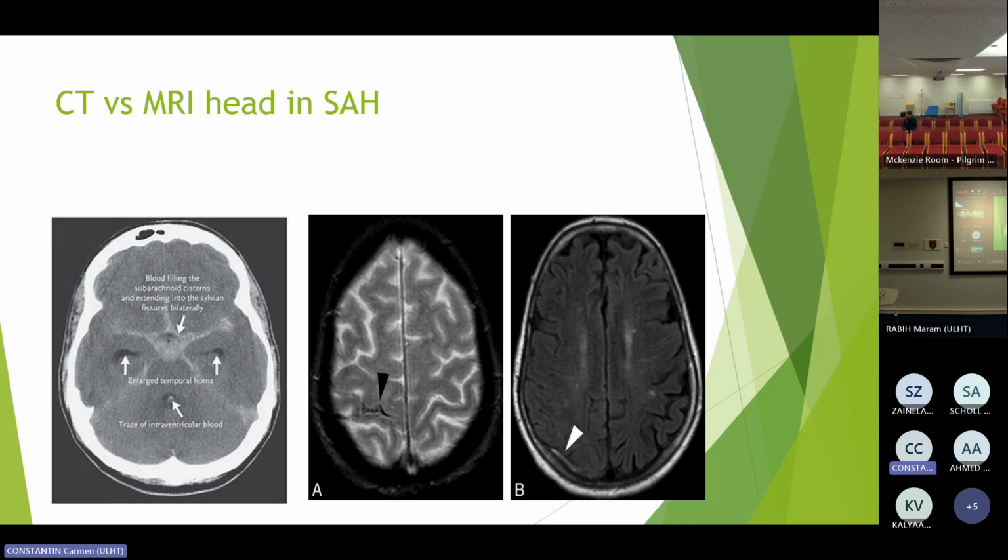On the right-hand side, in slide A, we have the MRI head scan images, which are marked with the black arrow. You have the rim with dark pointing out that this is a small subarachnoid hemorrhage. And also on FLAIR, we can see a very small rim with the white arrow of subarachnoid.